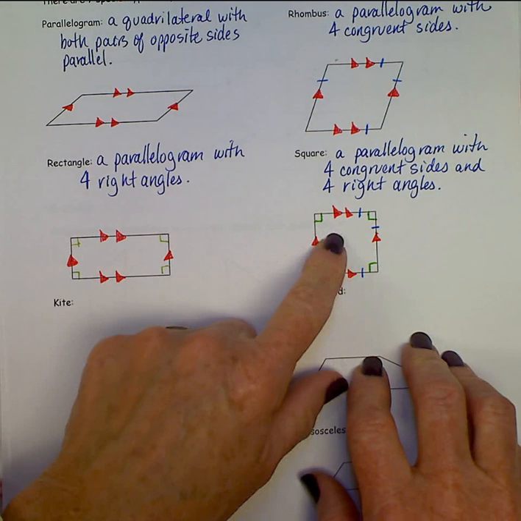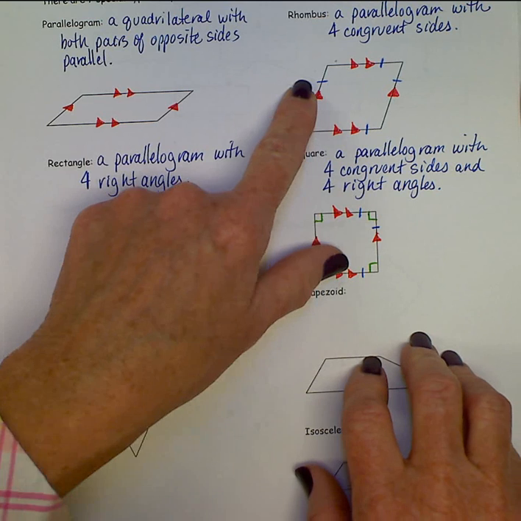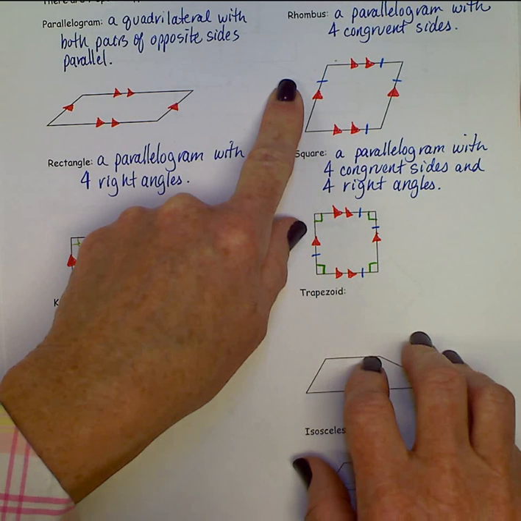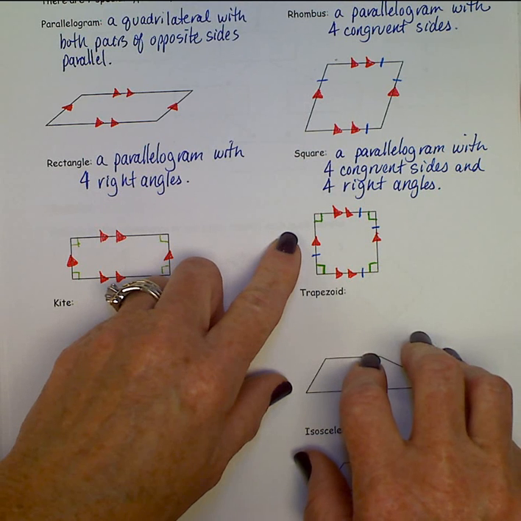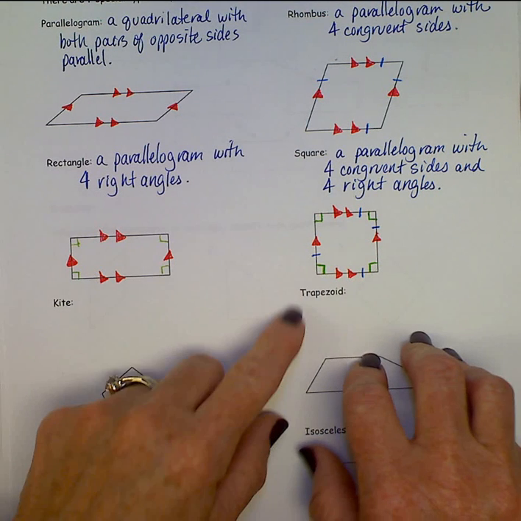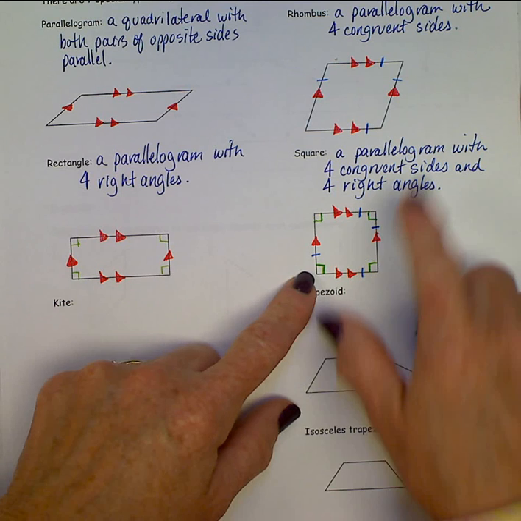Likewise, a square is a rhombus. A rhombus has to be a parallelogram with four congruent sides. That square has four congruent sides, so it's a rhombus. It happens to also have four right angles, but it is a rhombus as well.